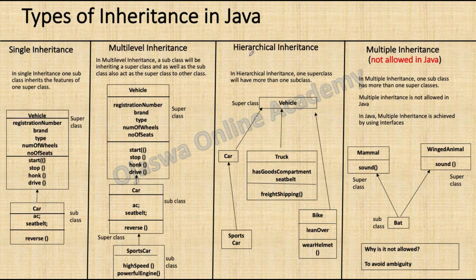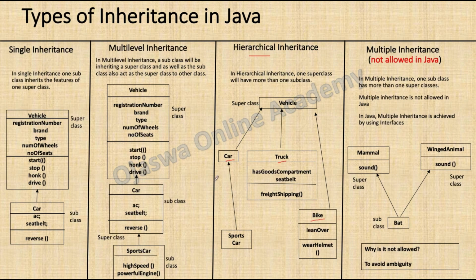Next type of inheritance is hierarchical inheritance. In hierarchical inheritance, one superclass will have more than one subclass. For example, we have class vehicle. This is a superclass. Then we have class car, truck and bike. Class car, truck and bike are at the same level of hierarchy.